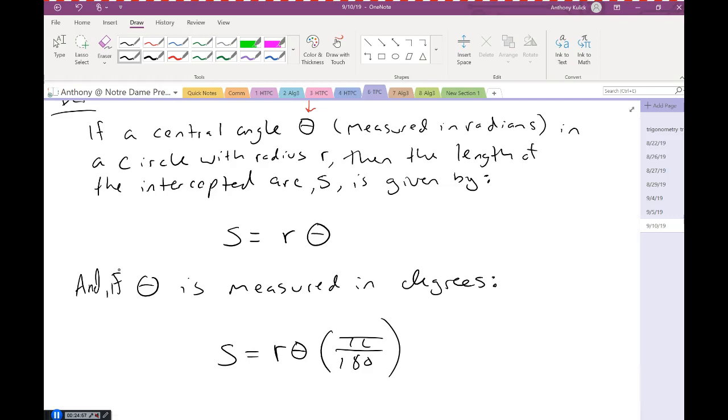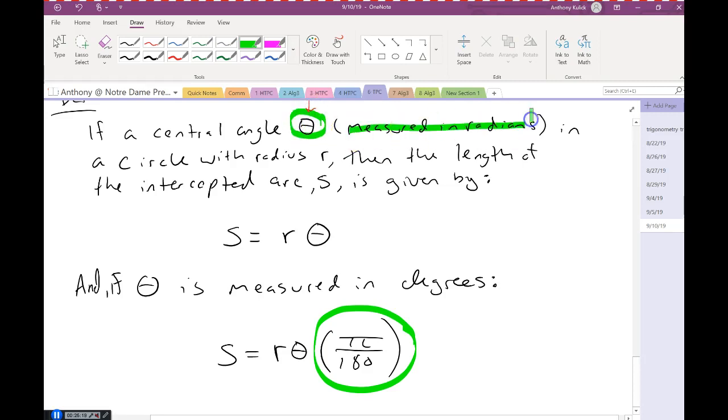What's the difference between these two formulas? Just this pi over 180 piece. Everybody agree with that? So for this formula to work, our angle has to be measured in radians. If our angle is measured in degrees, I have to convert that degree measurement into radians, right? What is going to happen if I multiply theta by pi over 180?